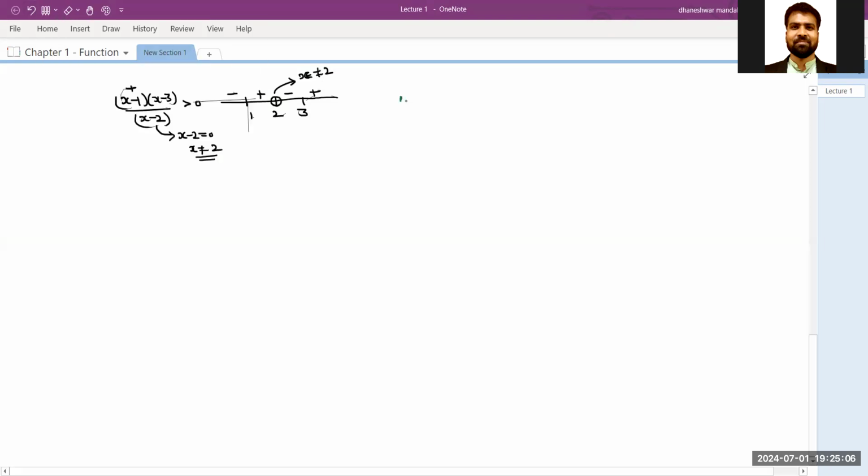Now you have to solve this question and tell me the answer. (x minus 1), (x minus 7), and (x minus 5), divided by (x minus 4) to the power 6, and this term is greater than 0. What is the solution?